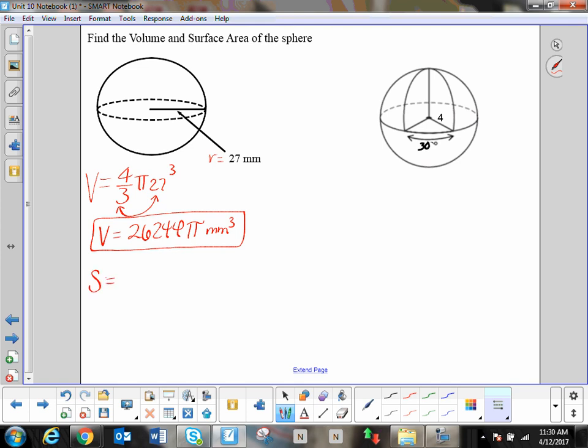Surface area formula is even a little easier than that. It's just 4 pi 27 squared. And y'all know where the cube is at, right? On your calculator? Yes. Okay, good. All right, so over here, same thing. Put 4 times 27 squared. And then pi. And this is millimeters squared.